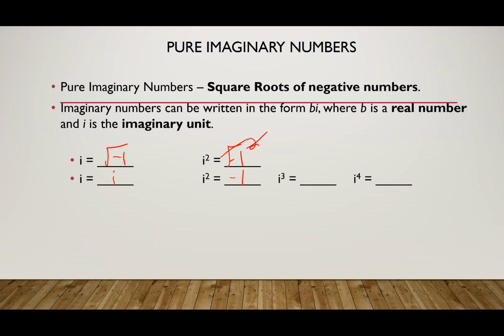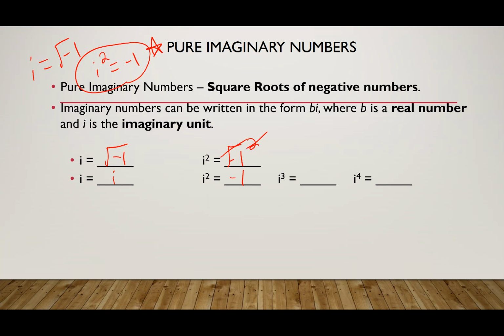So you always want to remember that i is always the square root of negative 1. And you always want to know that i squared is just plain negative 1. These are two things that you always want to remember, especially this one.